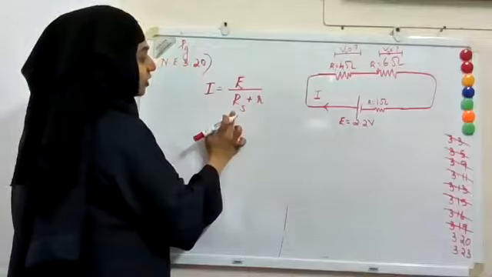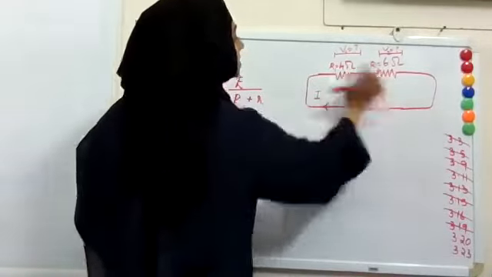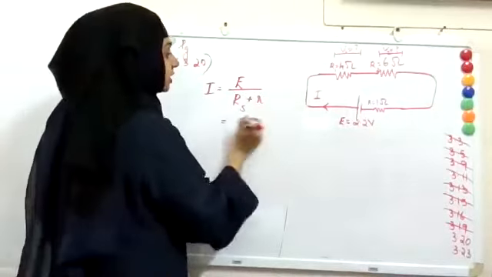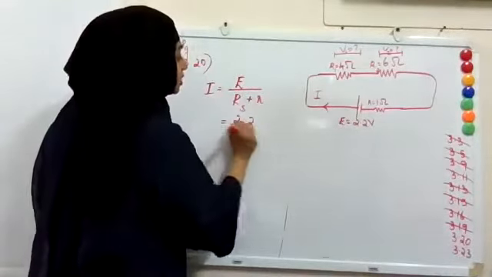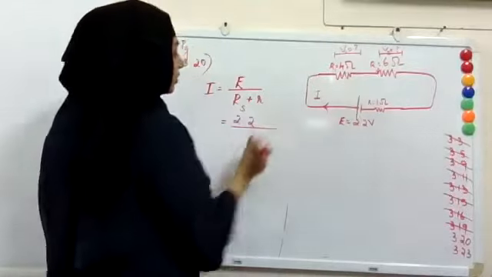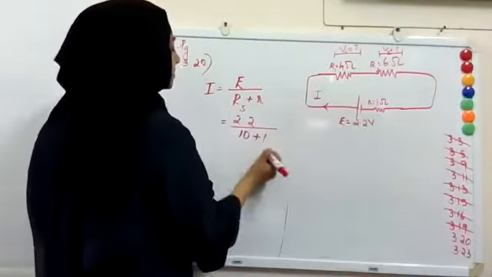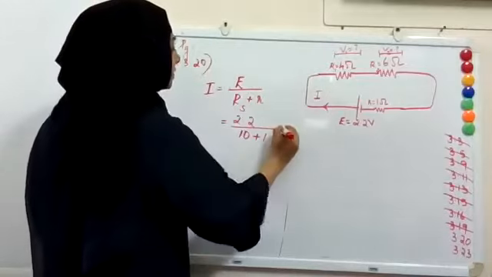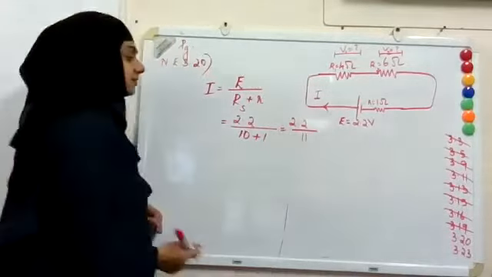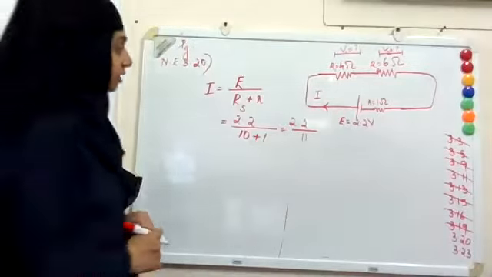Good. So instead of R, you have to use the effective resistance of these two in series combination. So this is equal to EMF, which is 2.2, divided by the series combination: 6 plus 4, 10, plus 1. So you will get 2.2 divided by 11. That is the current.